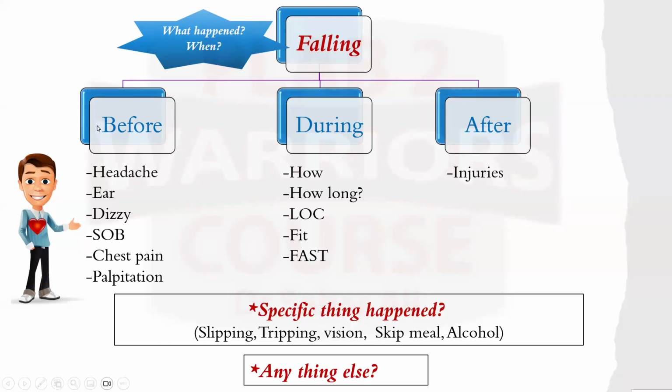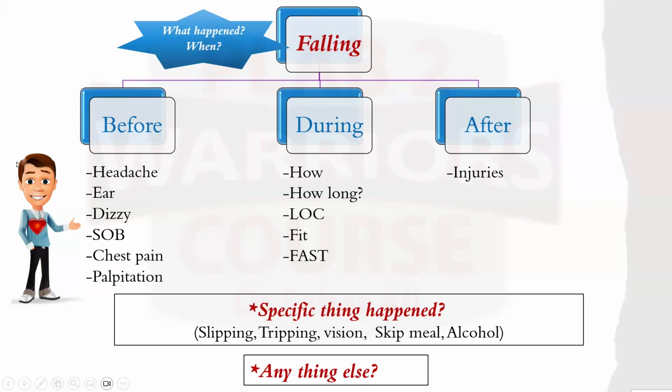And before: you remember this lovely man, the man with the heart. If you take this man from up downwards, the man has head, has ears, has heart, okay? You ask the patient, is there any specific thing that happened before this fall?